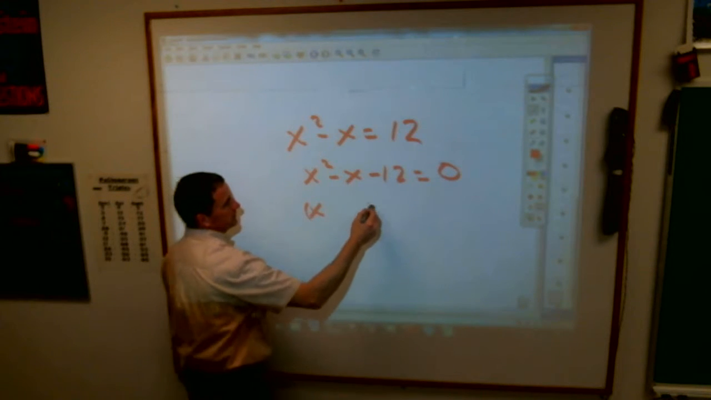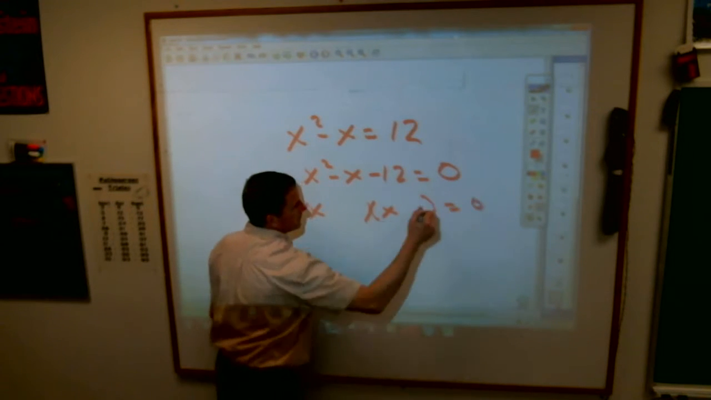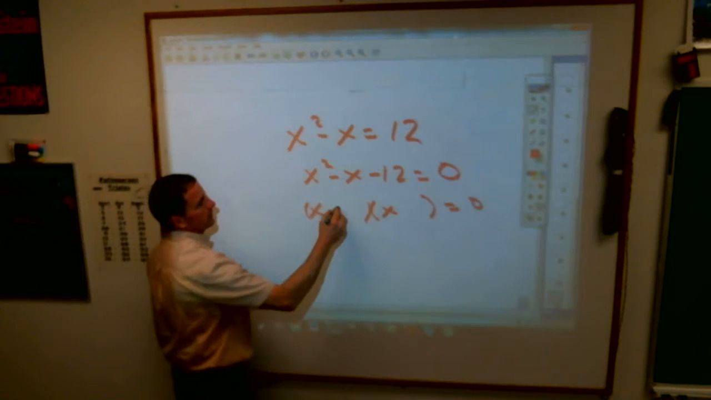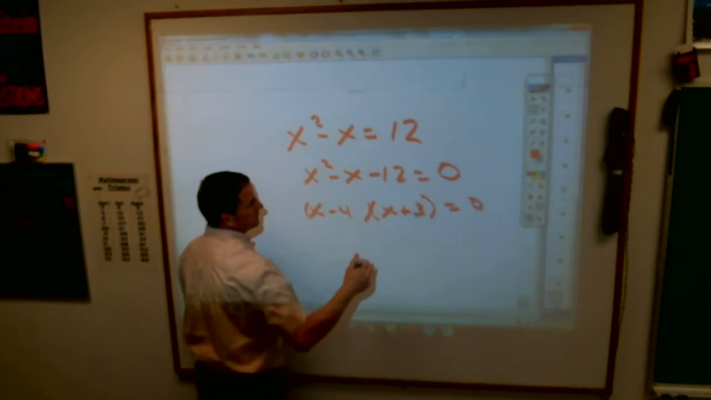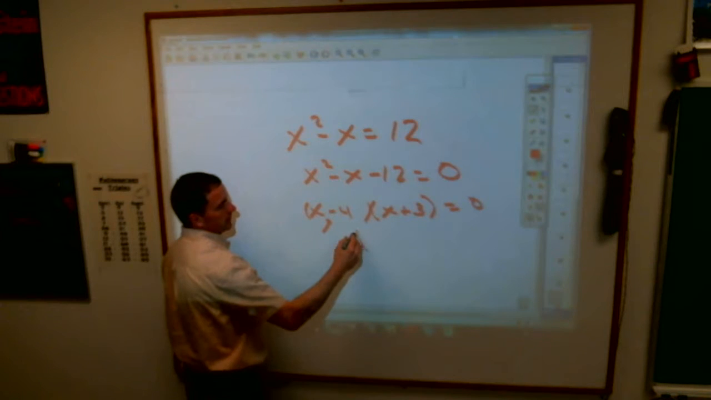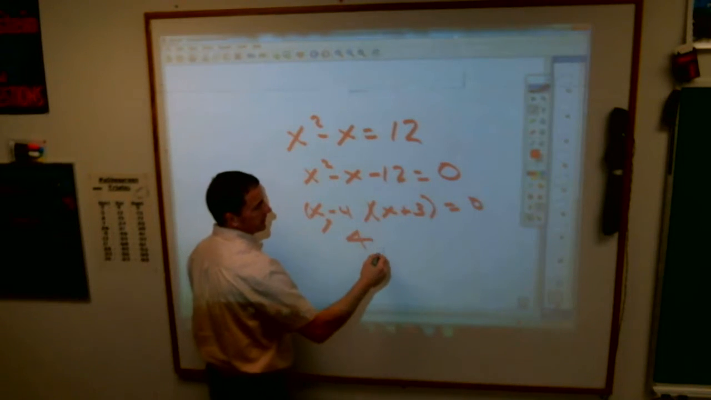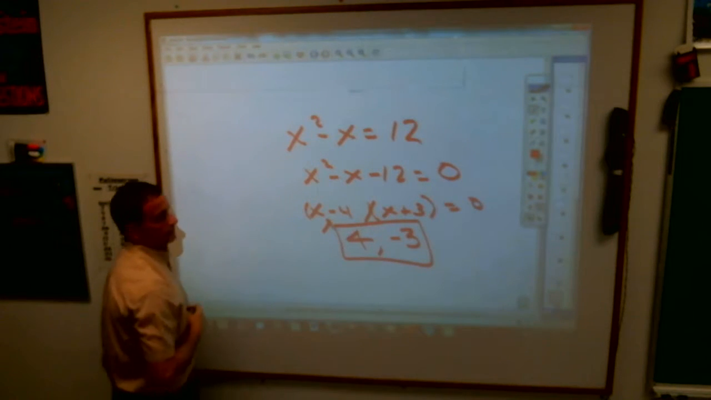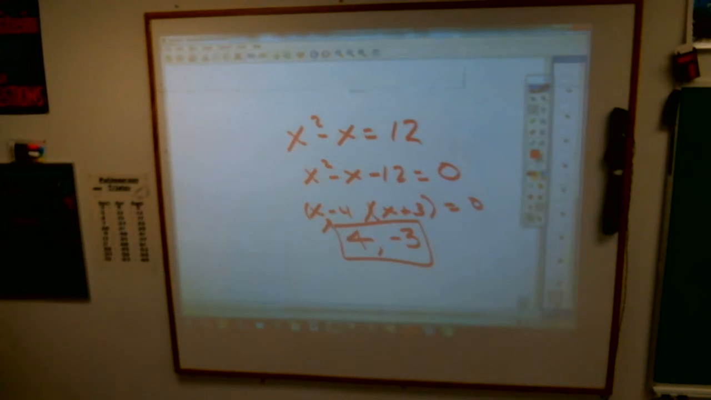What does this factor into? What times what gives you negative 12, added together gives me minus 1? Negative 4 and positive 3. What two answers do I get? When will this be 0? When x is 4. When will this be 0? When x is negative 3. Those two answers should be it. You should be excited about this because this is like a culmination of many things that you've learned all put together, Logan. These all put together in one tightly knit woven package.